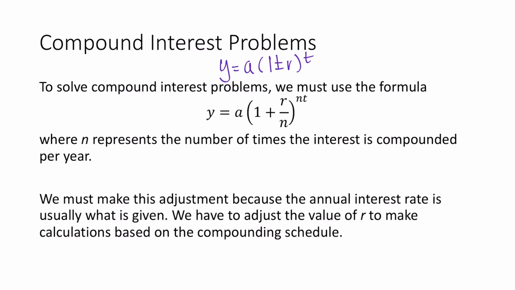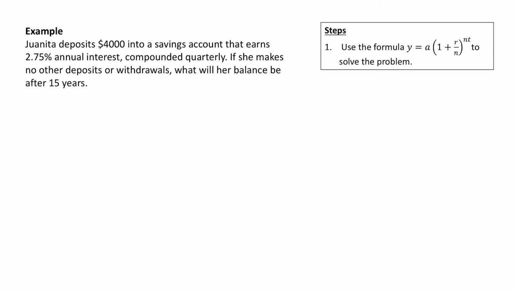The reason for that is because usually what they'll give you is the annual interest rate. But remember, annual is how much you make in a year. So if your interest is compounded weekly, that means the weekly rate is going to be a little bit different. That's why we have to make an adjustment to this formula when we're talking about different compounding schedules. So let's look at an example.